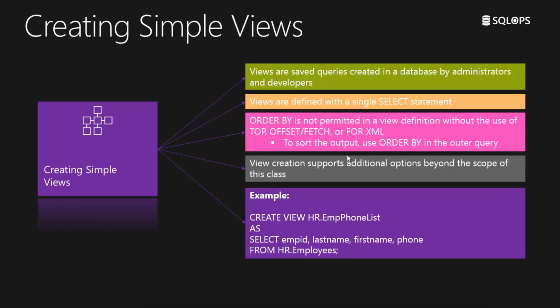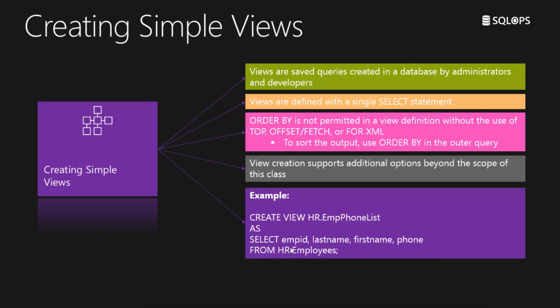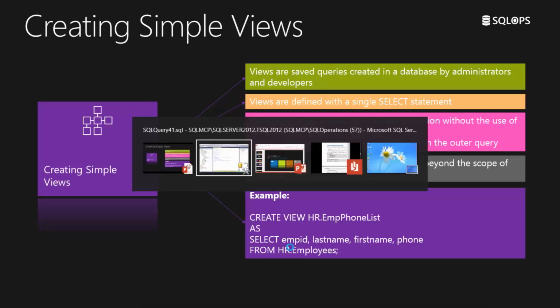Now, let's take a look at this example. In this query, we are creating a view which is called HR.EmployeePhoneList using employee ID, the last name, first name, and the phone number information from the HR employees. Let's execute this query and see what the results will look like.